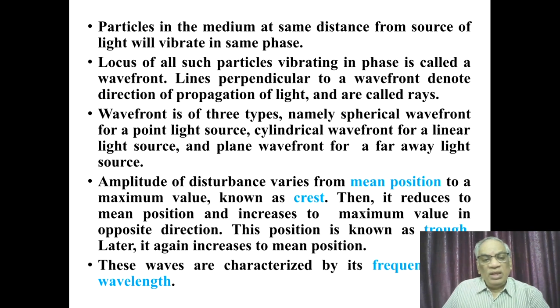Cylindrical wavefront is another form, which can be visualized for the light coming from a linear light source, that means like a tube light. The light travels in all directions from that linear source and the wavefronts will be in the form of a cylinder. The length of the source being the core of the cylinder, hence they are called cylindrical wavefronts.